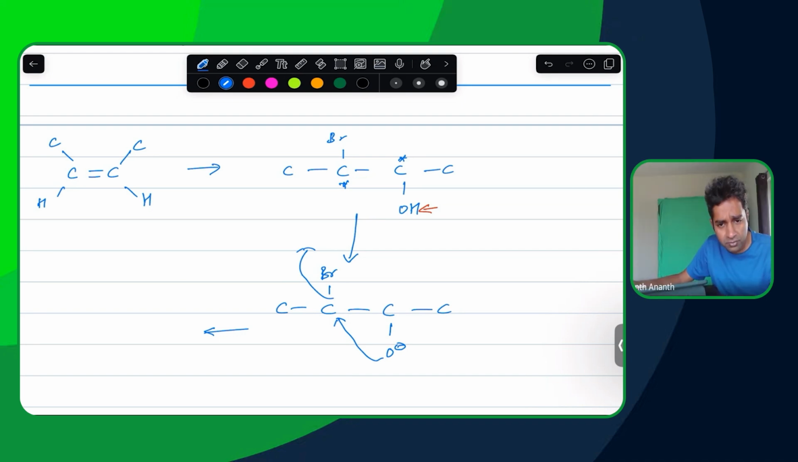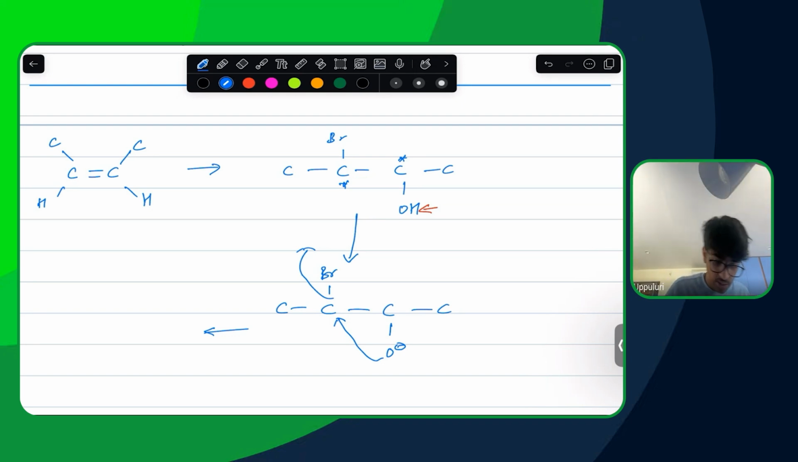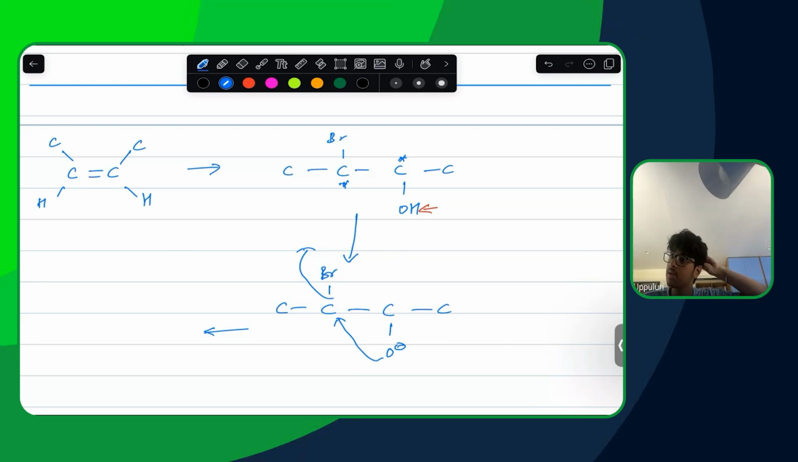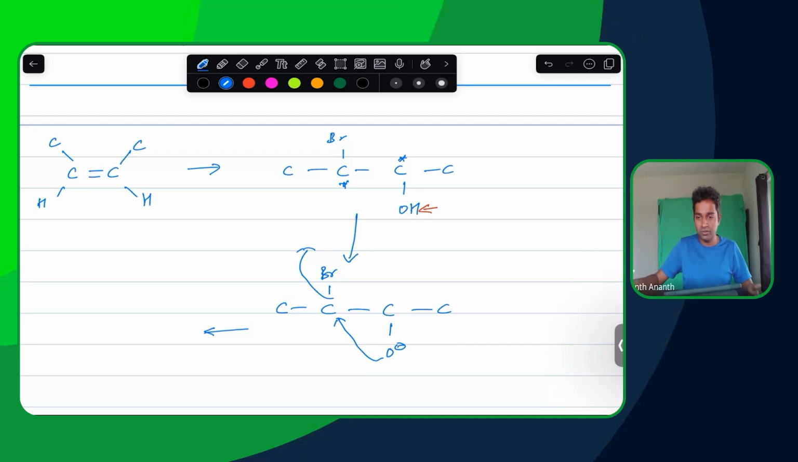What's the answer given here? Sir, 1 and 2 are equal amounts, option D. That seems fair. Why will they be equal amounts, by the way? Because it'll be a racemic mixture. Exactly. You're getting enantiomers in equal quantities. Exactly, yes.